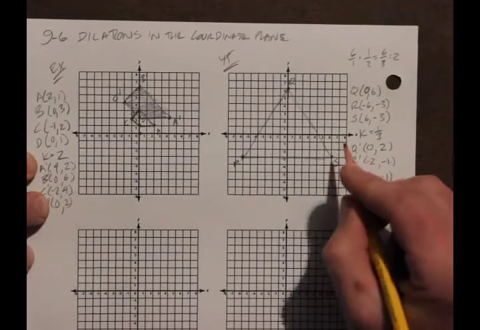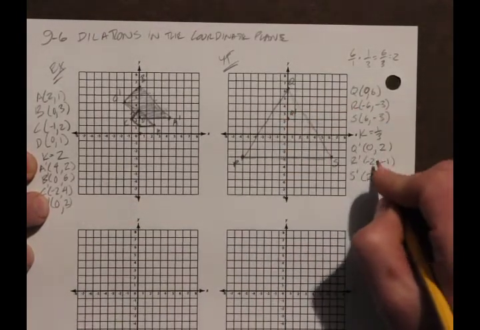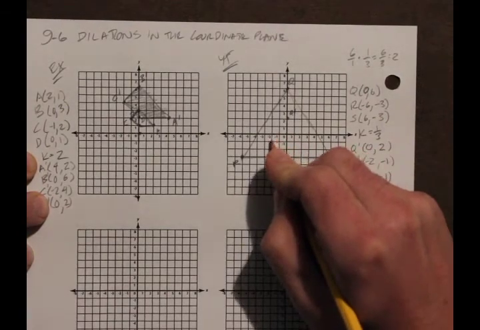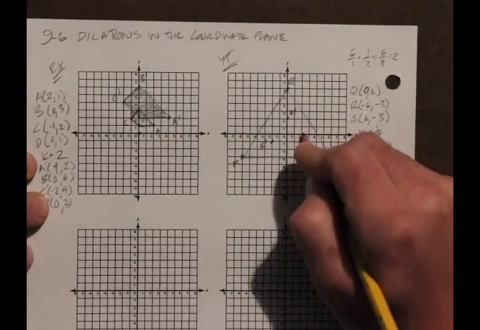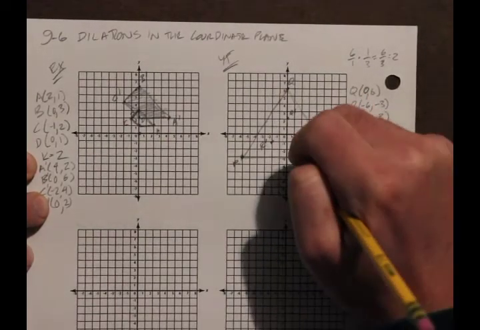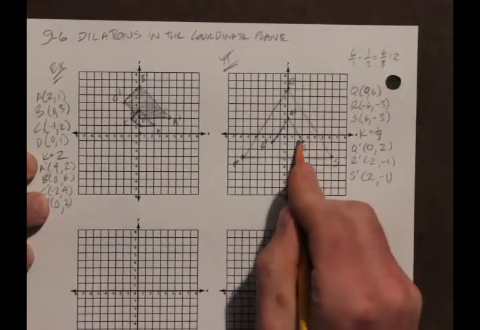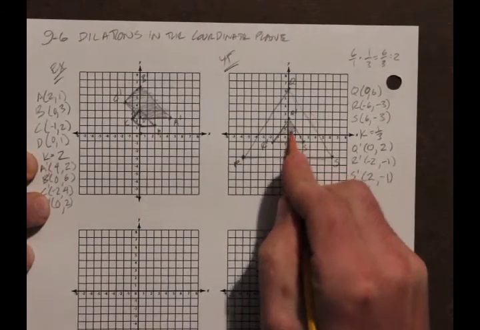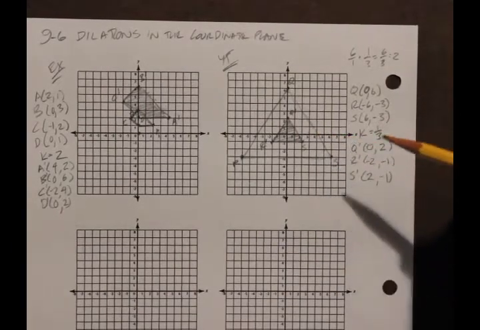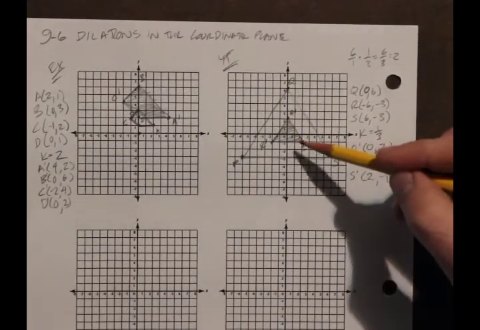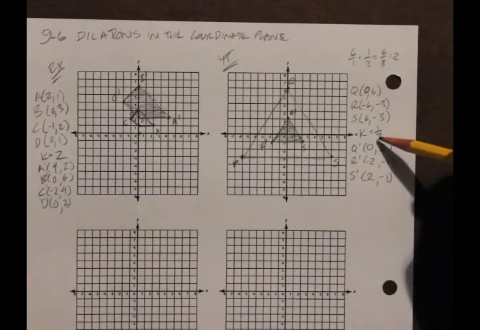Let's plot these. Q prime is 0, 2, R prime is -2, -1, and then S prime is 2, -1. And then there is my new triangle, my image. My pre-image is much larger, my image is smaller. That's how I know I have a reduction. Also, my scale factor is less than 1.